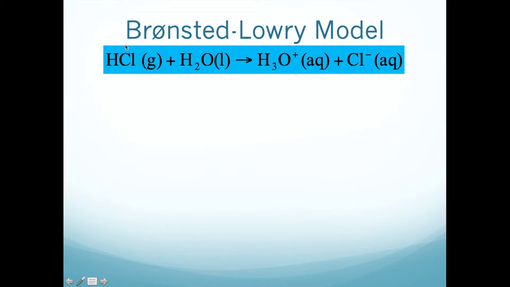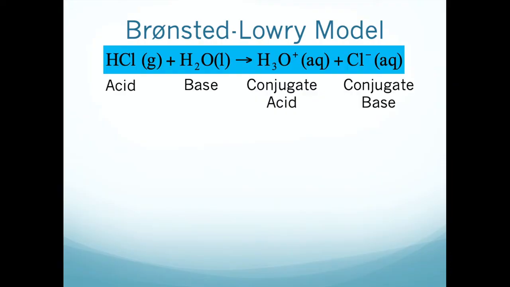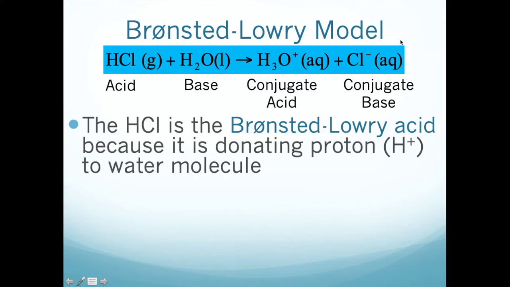So our HCl donates a proton, loses a proton to become chloride, which means HCl is our acid. Now look at water. Water gains an H+ to form hydronium, so water must be our base. And of course, hydronium is the conjugate acid of our water, and chloride is the conjugate base of our acid. By the way, these are known as conjugate acid-base pairs. So HCl and Cl minus are a conjugate acid-base pair. The only thing that differs between them is that proton.